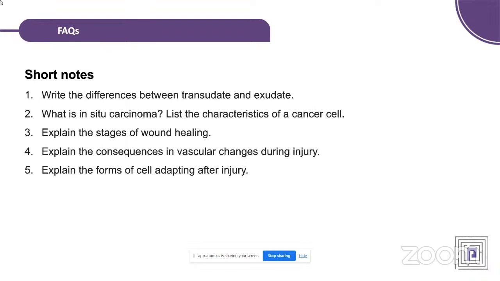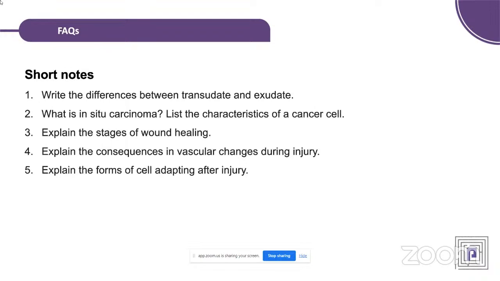And what are all the stages of wound healing? So wound healing will have certain stages. The first stage will be inflammation, the second stage will be proliferation, and the third stage will be remodeling. And you need to explain each step with some flowchart, because reading a paragraph will be boring for everyone, right? So if you draw a flowchart and write the points, it would be better for you to explain in a better way.